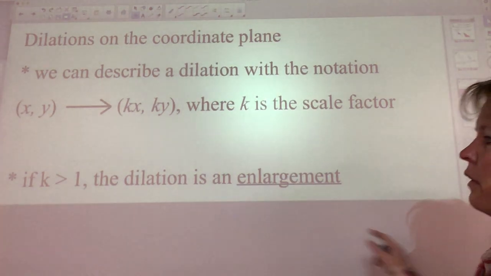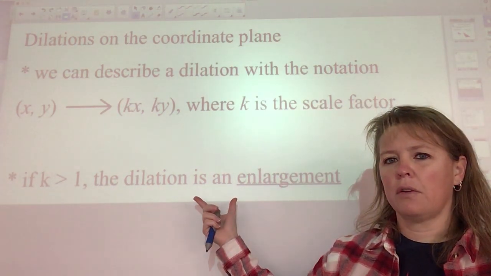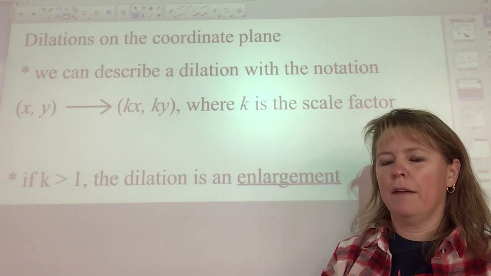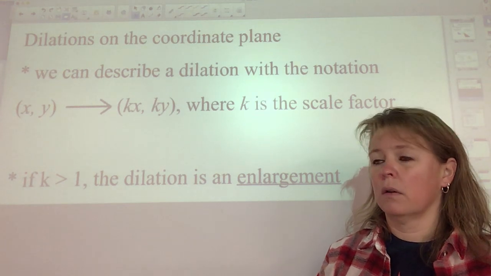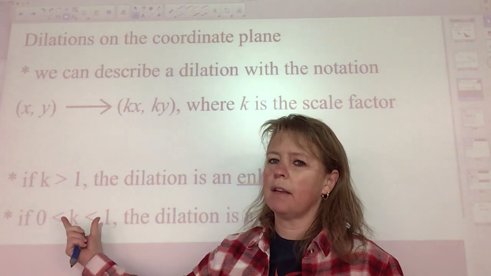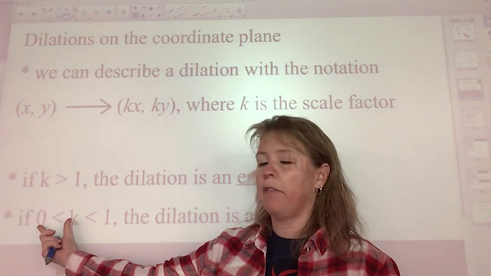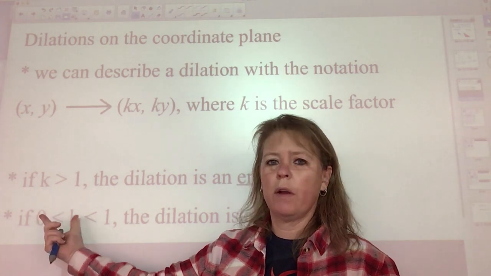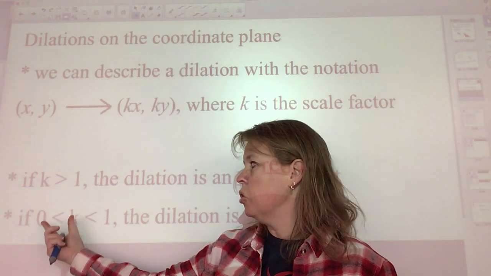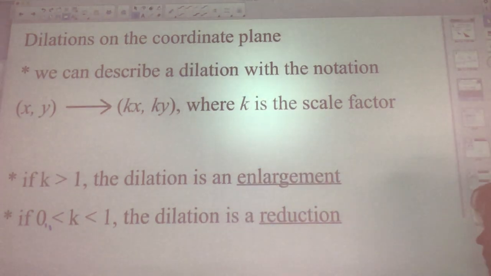So if k is bigger than 1, if you're going to multiply by something bigger than 1, the dilation is an enlargement. That should work for you just like common sense. If you have twice as much as somebody else, it's going to be bigger. If that number k is between 0 and 1, you can't just say less than 1 because you can't multiply a coordinate by a negative. So if it's any fraction or decimal between 0 and 1, 0.5, 3/4, 1/2, same as 0.5, 0.2, any of those numbers, as long as it's less than 1, the dilation is a reduction.